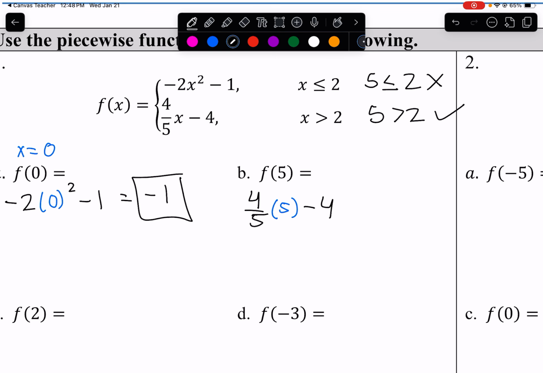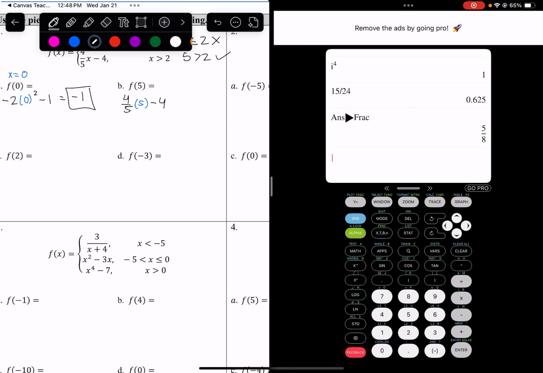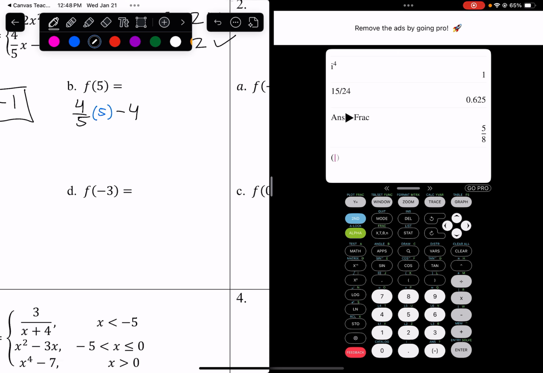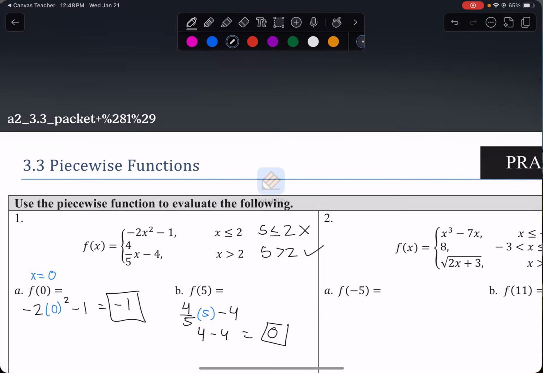We can plug this into our calculator, and I'll show you how to plug this in if you don't know how. To plug in a fraction, we'll do open parentheses, 4 divided by 5, close parentheses, and then times 5, and then minus 4, all right? And you end up with 0. The reason for that is you end up here with 4 minus 4. This gives us 0.